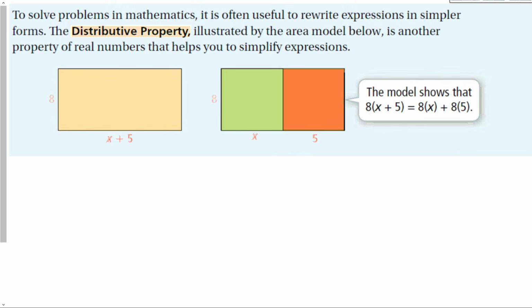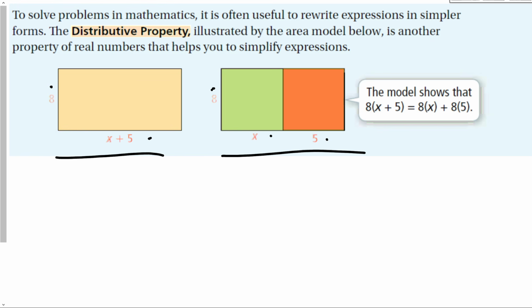So basically, to solve problems in mathematics, it is often useful to rewrite expressions in similar forms. We can use all the different properties of real numbers that we've talked about so far to help us with that. And one that we can use often is called the distributive property, illustrated by the area model below. If we look at these two graphs, the first one we have 8 times x plus 5. And in the second model, we have 8x and 8 times 5.